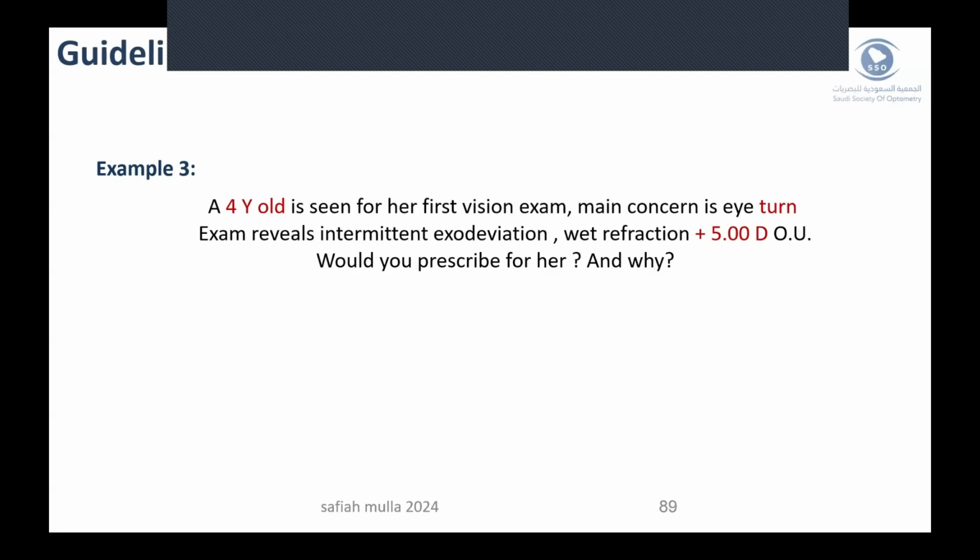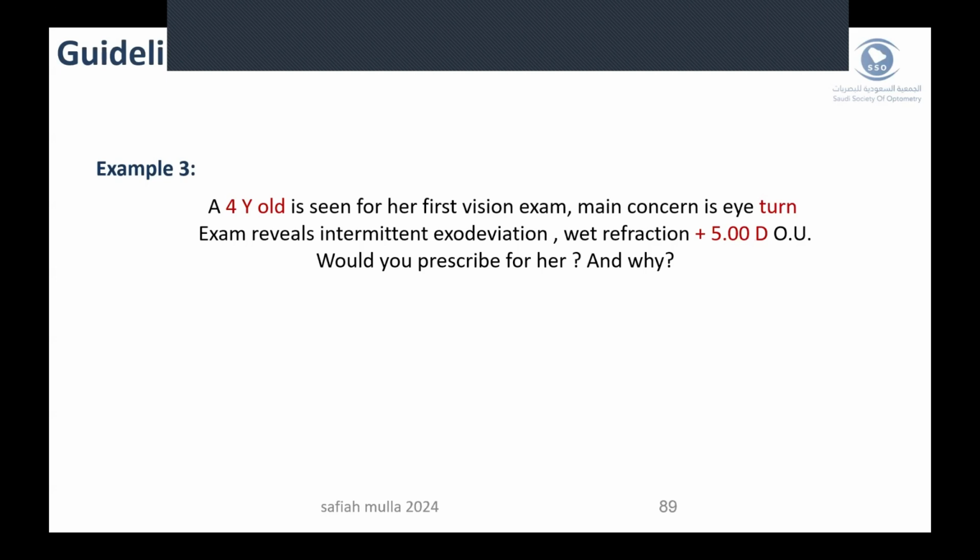Okay. A 4 years old is seen for the first time again. Main concern is eye turn, so he has an eye turn. However, the eye exam reveals intermittent exotropia, with cycloplegic refraction of +5 diopter in both eyes. He's 4 years old. He has intermittent exotropia. So would you prescribe for him, and why?